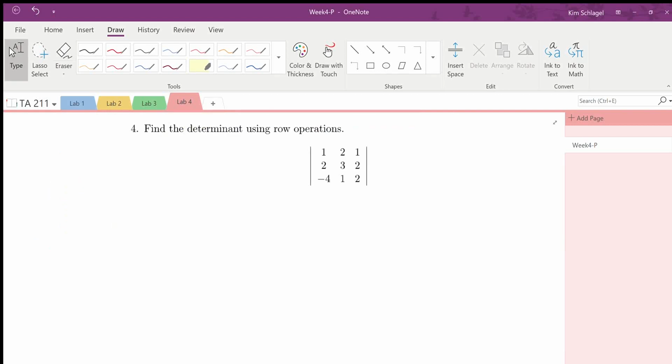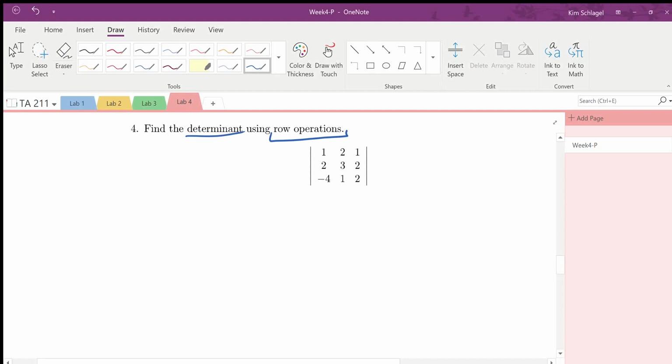So this one is asking us to find a determinant using row operations. So not doing cofactor expansion, the whole process that we just did. We just have to use row operations to do this one. So we have to do row reduction and somehow find out what the determinant is using row operations.